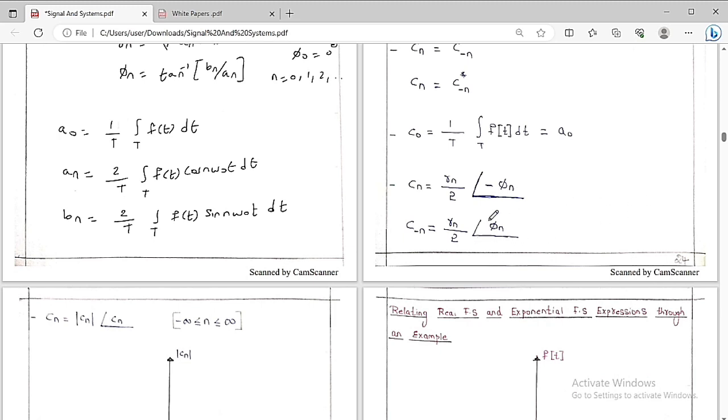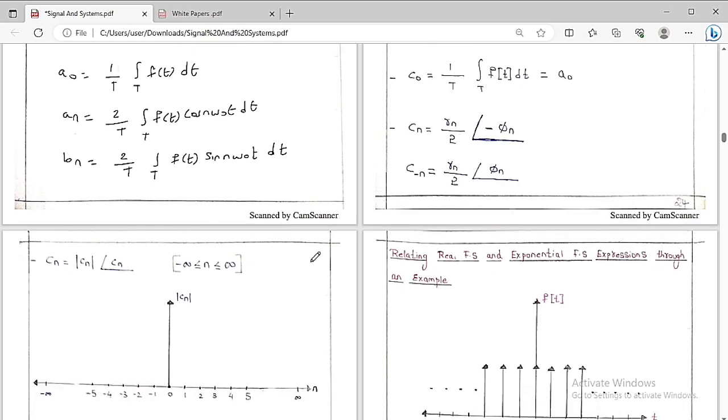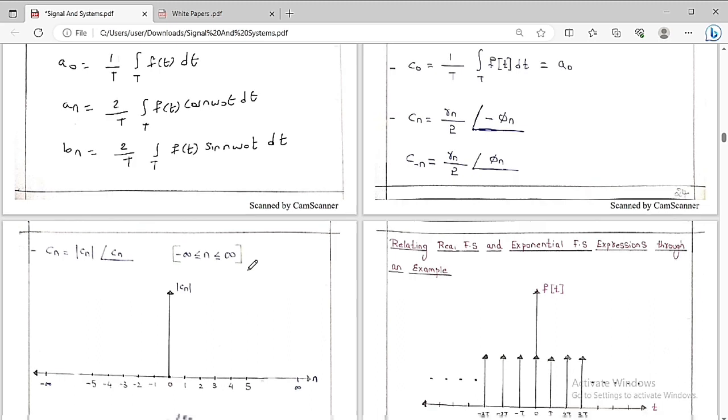Now, if you see clearly, this Cn is nothing but a complex number. So it will have a magnitude and it will have a phase angle. Cn is nothing but the mod of Cn and the phase angle of Cn. What is the magnitude of Cn? It is Rn by 2. And what is the phase angle of Cn? It is minus phi n, as you can see clearly. And the value of n is lying from minus infinity to plus infinity.